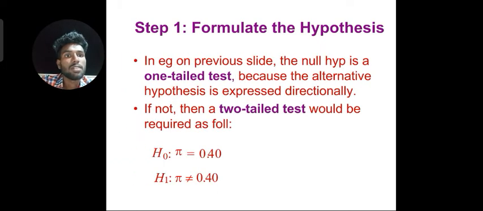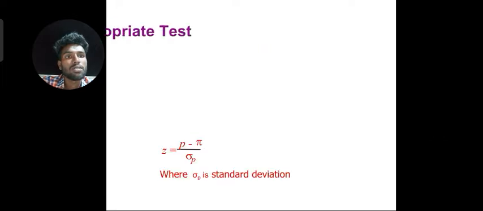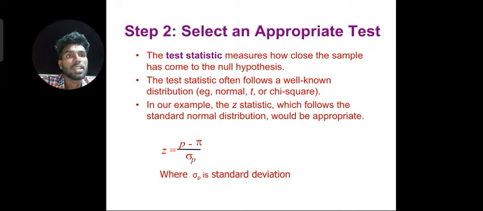Step 1. Formulate the hypothesis. As in the previous slide, this is a one-tailed test because the alternative hypothesis is expressed directionally. If not, then a two-tailed test will be required as follows: H0: pi equal to 0.40, H1: pi not equal to 0.40. Step 2, select an appropriate test.